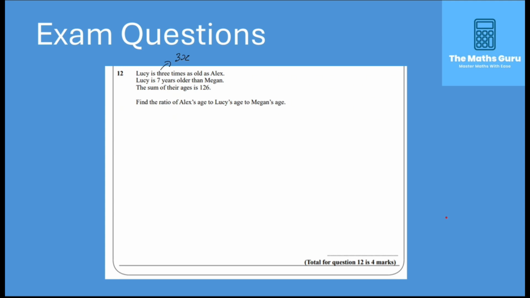So 3x minus 7 is equal to Megan's age. And the sum of their ages is 126. So we can label Alex's age to be x. Lucy's age is 3 times Alex's, which makes Lucy 3x. So let's write this like this. And then Lucy becomes 3x.